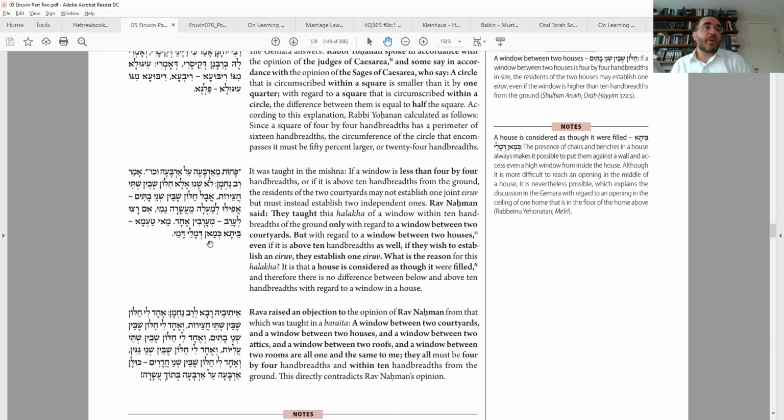Beta keman demale dame. Why? Because we consider a house as if it is filled. A house is filled with stuff. There's two ways to understand it.